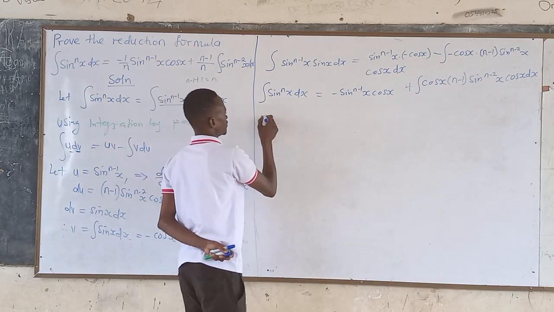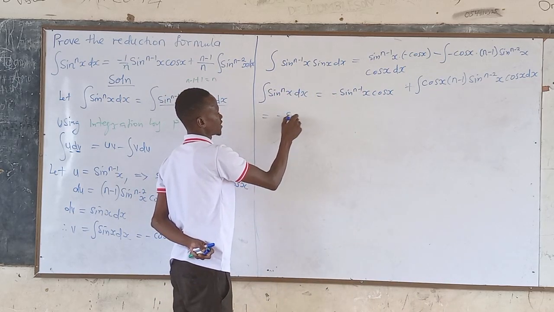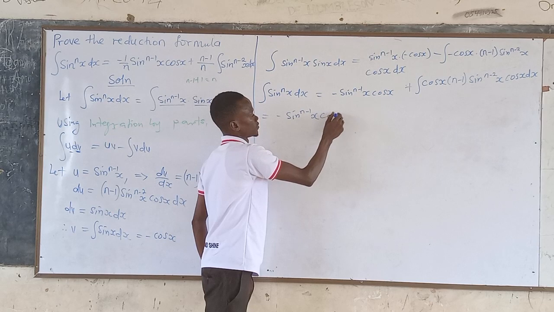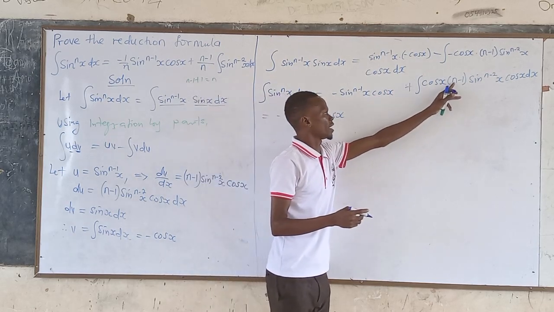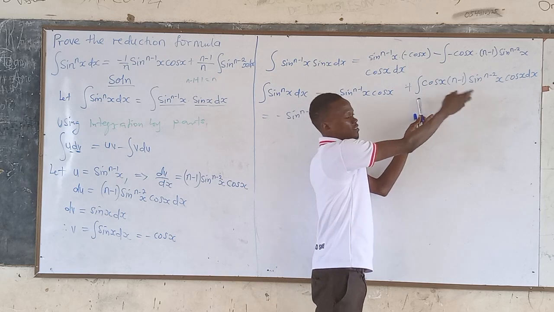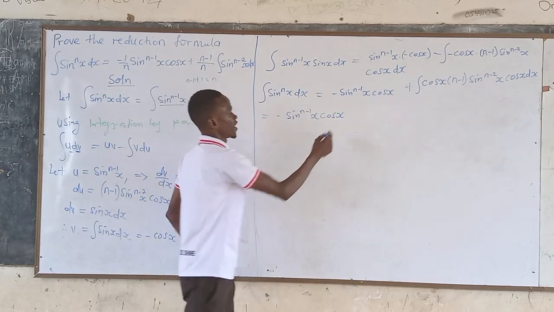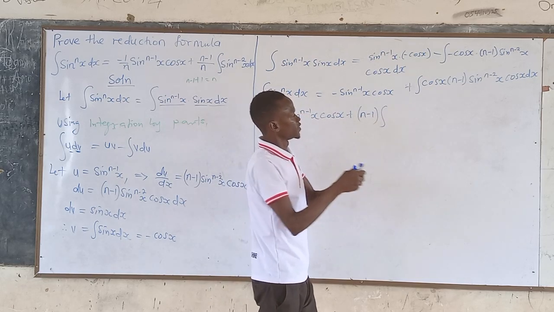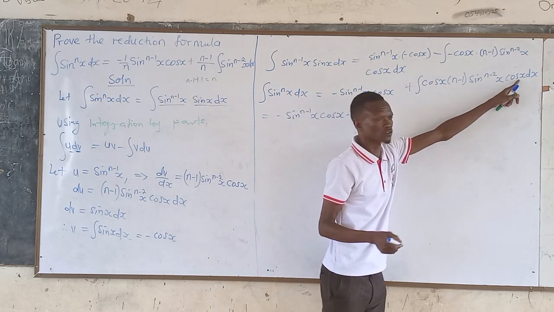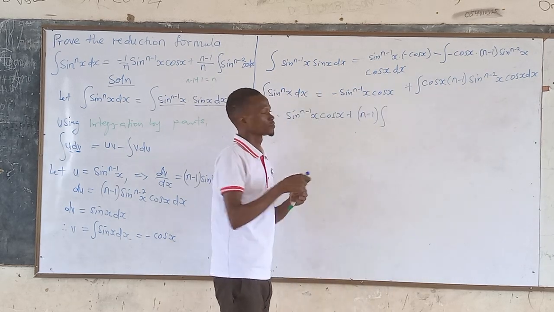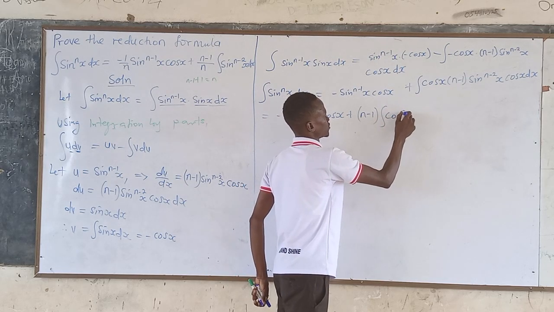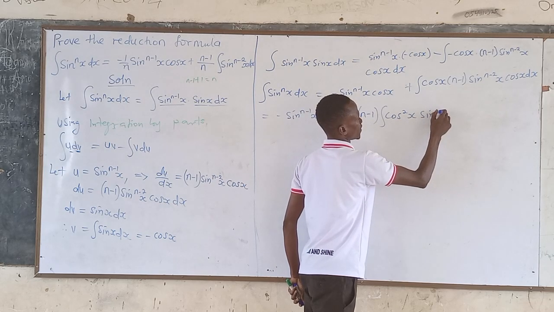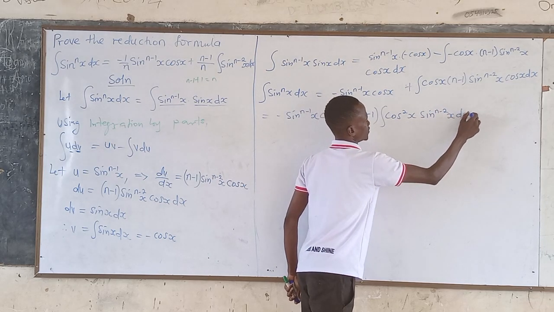Now let's look at it like that. So this will be equal to negative sine n minus 1 x, then cos x. Now n minus 1 is a constant, so we factorize the constant n minus 1 out. So we have plus n minus 1, then we have the integral. This one is cos x. So cos x times cos x will give us cos squared x. So this will give us times cos squared x, then times sine raised to the power n minus 2 x, then dx.